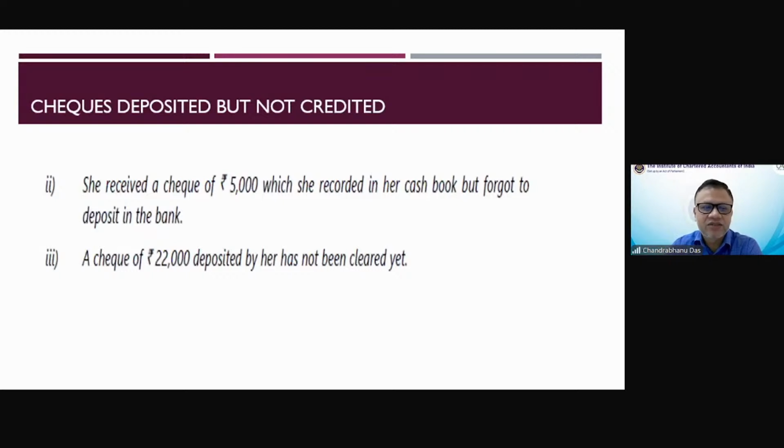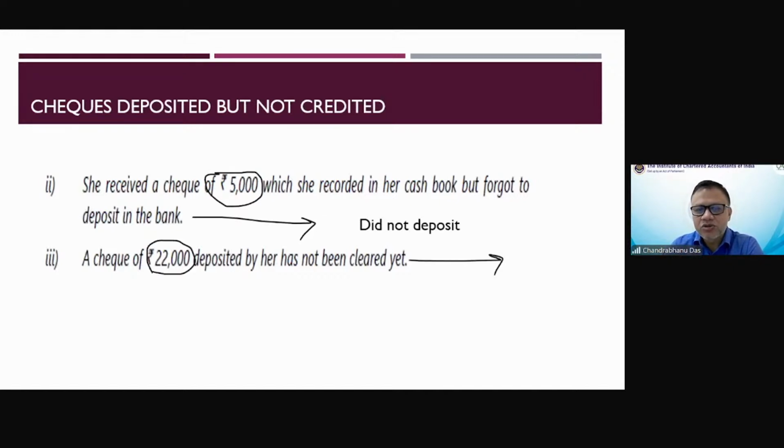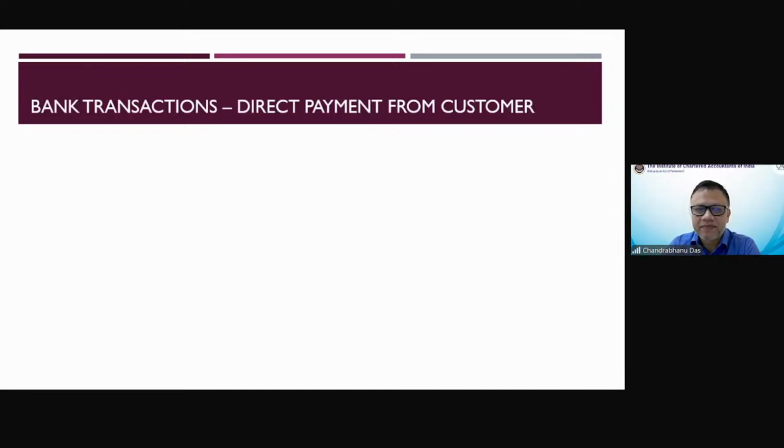The second event is actually two events. So we received a check of 5,000 which is recorded in your cash book, but we forgot to deposit it in the bank. And 22,000 which is deposited has not been cleared. So these two are amounts which should have come in the bank book, but have not, because one is not deposited and the other is not cleared.